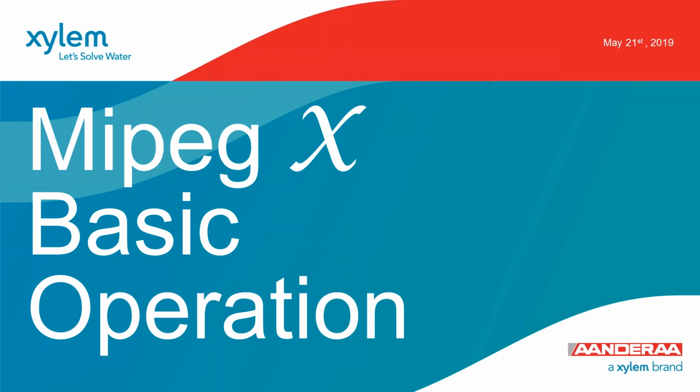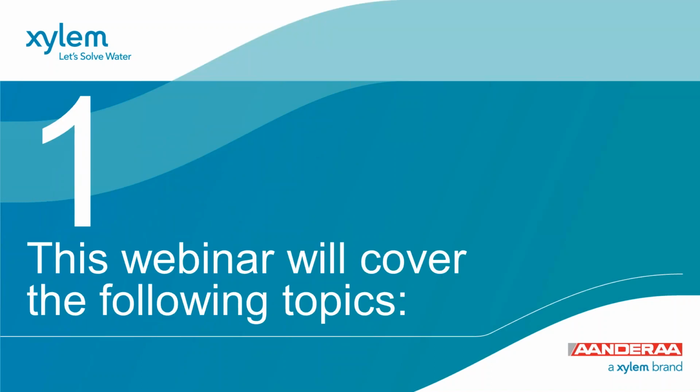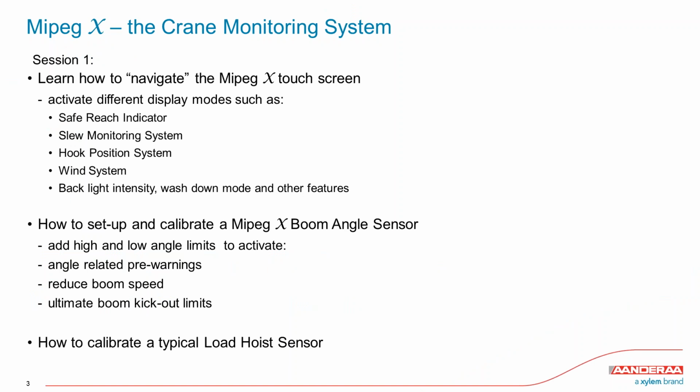So today we'll cover the basics, which means I will show you how you can navigate on the Mipeg X touchscreen. It means how I can display the different features on the Mipeg X. Those features are called Safe Reach Indicator, Slew Monitoring System, which we used to call OLM, Hook Position System, which we used to call RSI. We've added a wind system, and we can also have a few other features like backlight intensity, washdown mode, and other features.